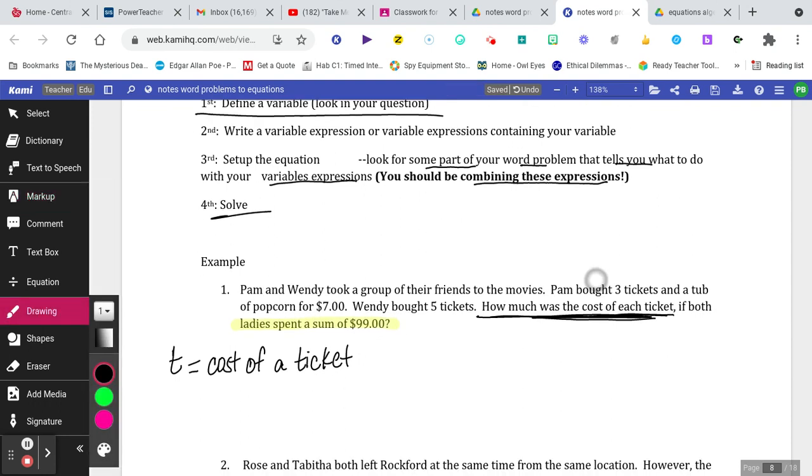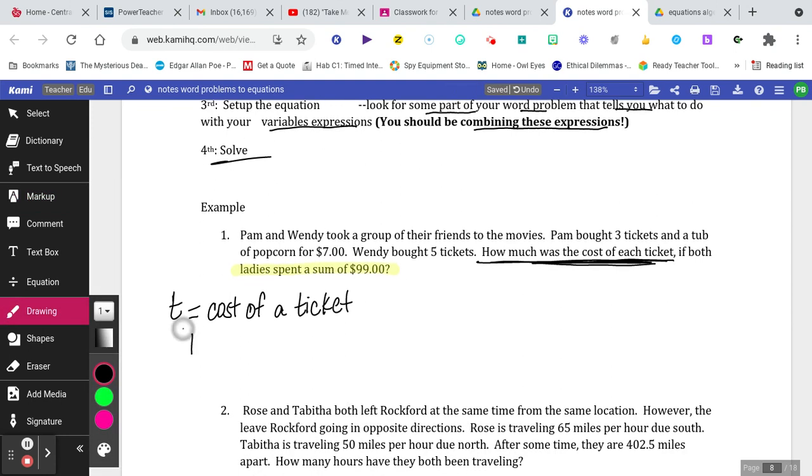Okay, so I'm going to just go back and look at this. I know that whatever Pam spent plus whatever Wendy spent should sum up to or add up to $99. I just need to figure out what Pam spent and what Wendy spent. To figure out what Pam spent, I'm going to need a variable expression for Pam because she bought tickets too. So let's get a variable expression for Pam. So go back up here and figure out where it talks about Pam's.